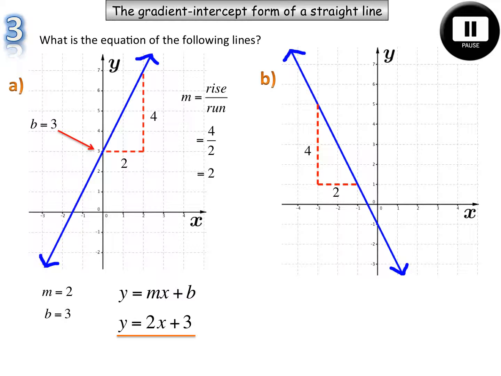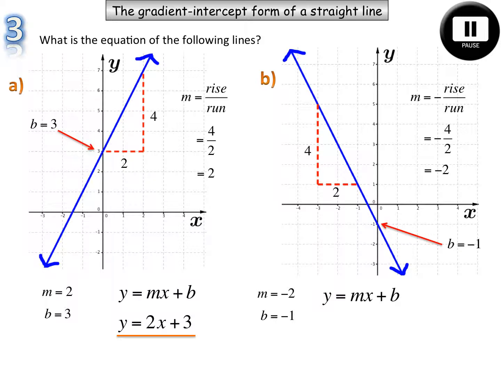Okay, with the second one, we'll do the same thing. Find out what the gradient is, but in this case, it's negative rise over run, because it's going down, it's decreasing. So it's negative 4/2, and that is -2. The y-intercept is at -1. It crosses the vertical axis at -1. So substituting into our y equals mx plus b, we have y equals -2x, take away 1. So y equals -2x, take away 1 is the formula or the equation for that particular straight line.